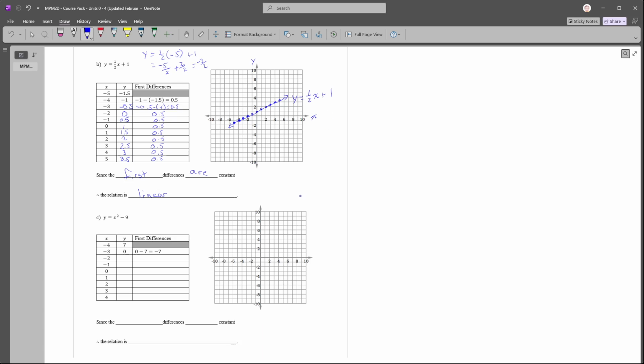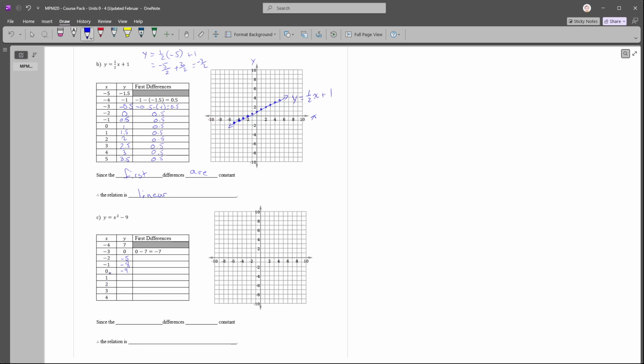Awesome. We got one left in this little topic here. Ooh, this one looks unique. Interesting. So we have y is equal to x squared minus 9. Let's try this out again. So if we sub -4 in for x, it's -4 squared, that's 16. 16 minus 9, that's 7. Okay. -3 squared, that's 9. 9 minus 9, that's 0. -2 squared, that's 4. 4 minus 9 is -5. -1 squared, that's 1. Minus 9, that's going to be -8. 0 squared is 0 minus 9 is -9.